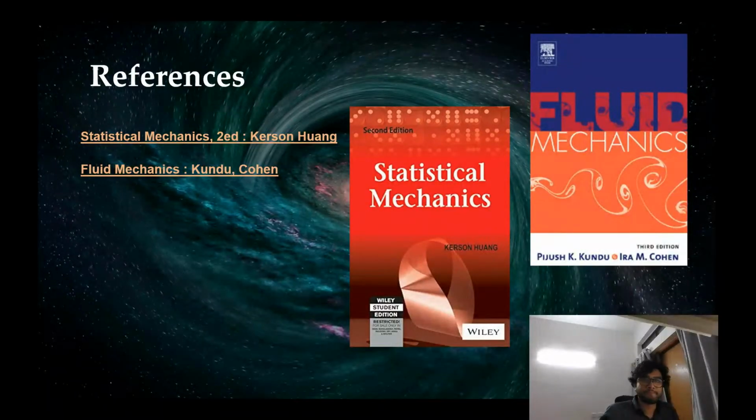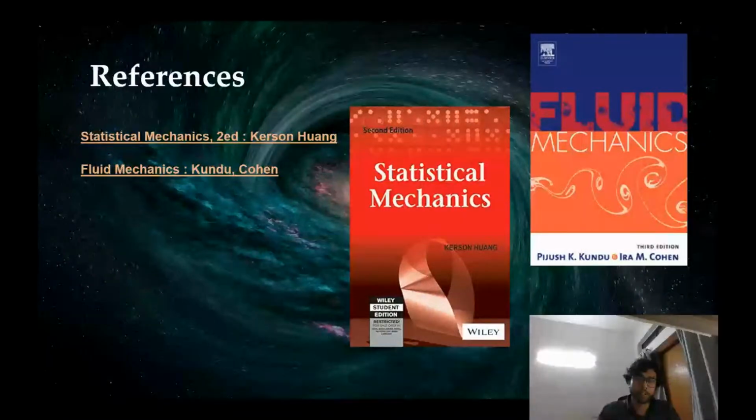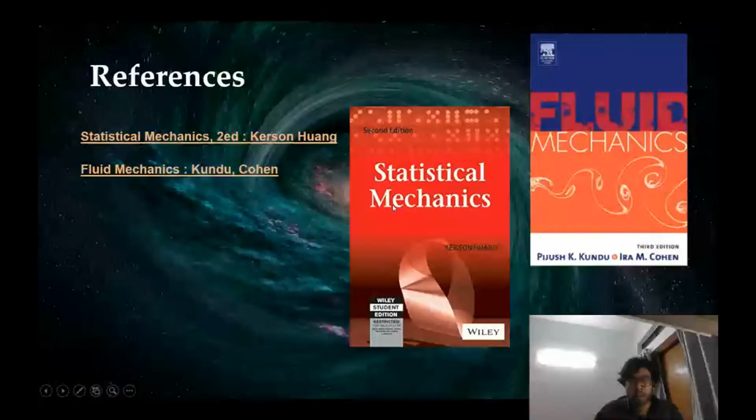Okay, so for reference, particularly for week 1 and 2, I would say that this book is very helpful, and particularly chapters 3, 4, and 5. You don't have to go through the whole book. So chapters 3, 4, and 5, you can go through. That covers the whole material for week 1 and 2. Okay, this is Kerson Huang, Statistical Mechanics, for week 3.